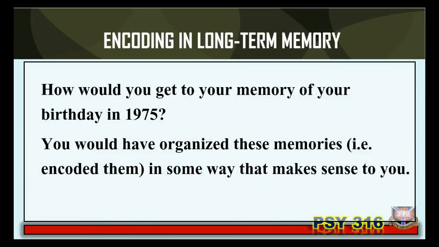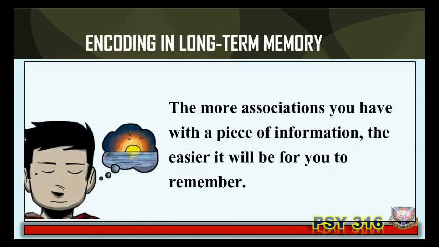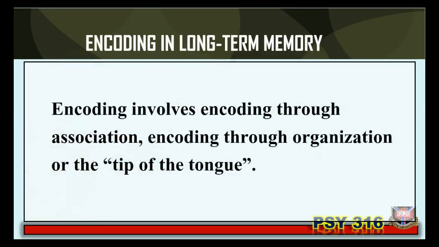Indexes. You would have organized these memories and coded them in some way that makes sense to you. The more associations you have with a piece of information, the easier it will be for you to remember. You won't, however, store every single detail of an experience. You won't remember every word spoken during the 3 hours you were at the park, or every person seen. Rather, you will just remember the highlight. Encoding involves encoding through association, encoding through organization, or the tip of the tongue.